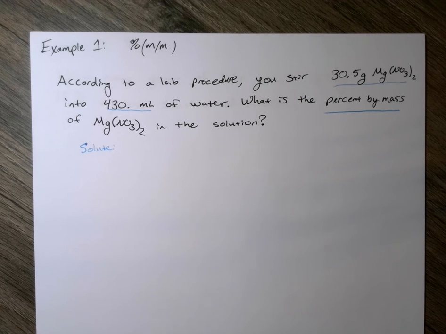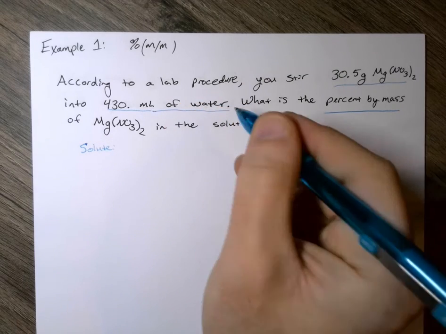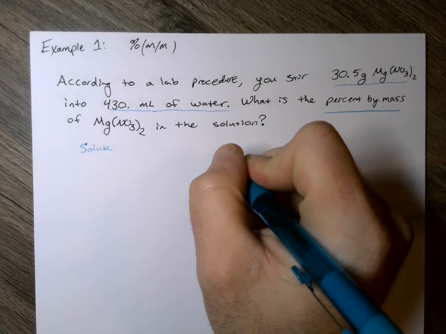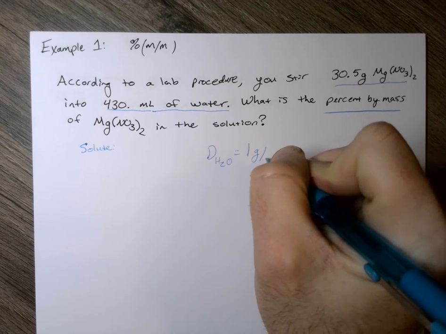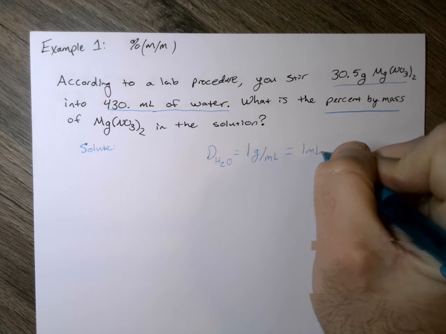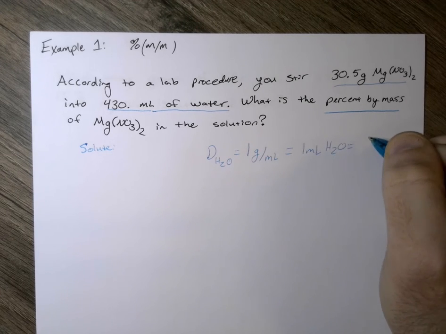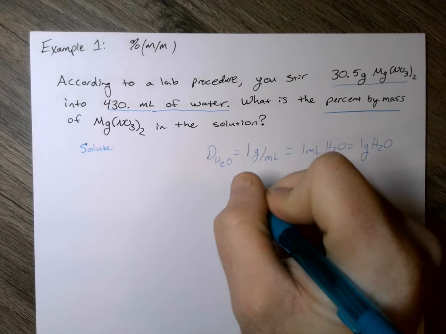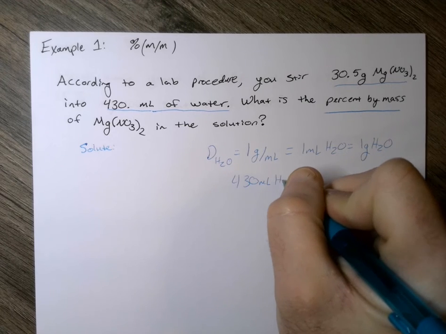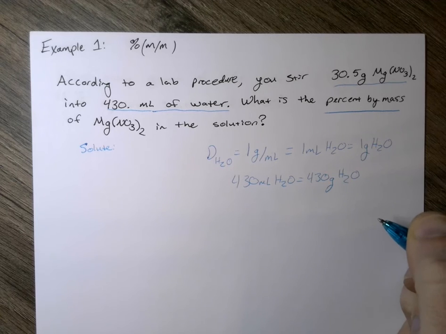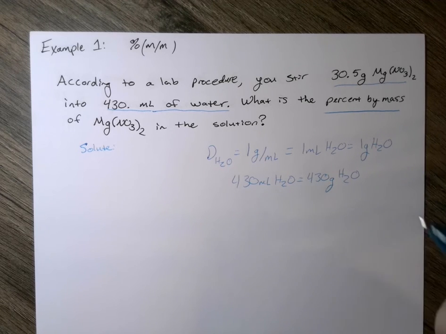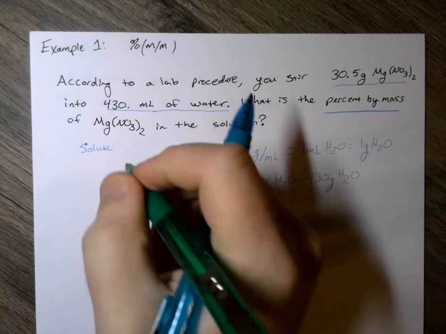So when we're looking at water, water has a density of 1 gram per milliliter, which means that 1 milliliter of water is equal to 1 gram of water. So that means that if I have 430 milliliters of H2O, I have 430 grams of H2O. Okay, so now that we know that, what I have less of, my solute, is the magnesium nitrate.